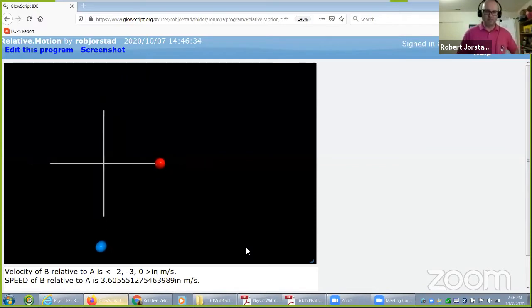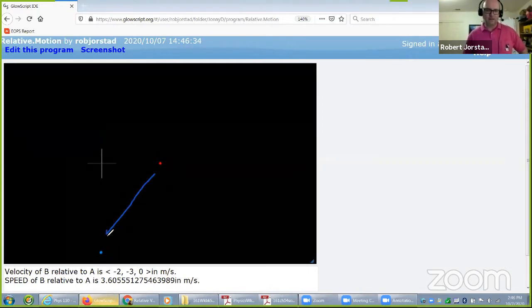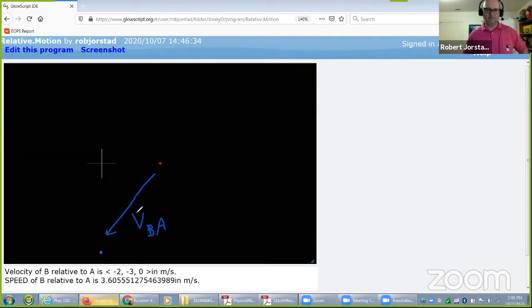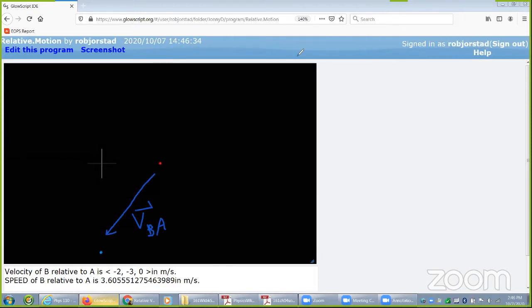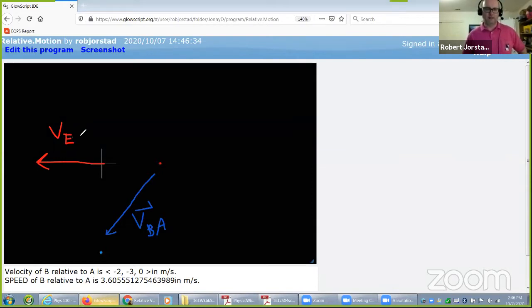And notice B is moving basically straight down there, and A is moving to the right. But as A sits in the center of the screen, we notice that B is essentially moving off at this crazy angle. So from A's perspective, B is moving that way. That's the velocity of B relative to A, and that's that 56-degree angle we saw. Notice this is moving off this way. That's the velocity of the Earth relative to A.